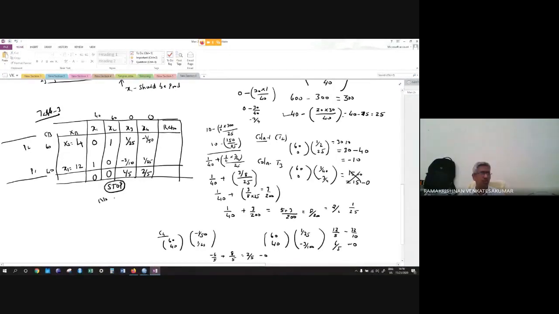No opportunity cost. There are no negative numbers here and here. So these are the steps which you will be repeating in almost all the problems. In all your simplex method problems, you will be using the same steps.